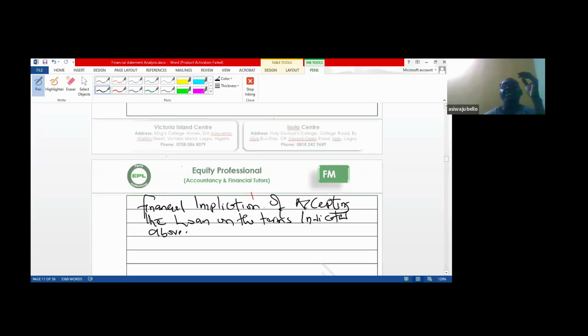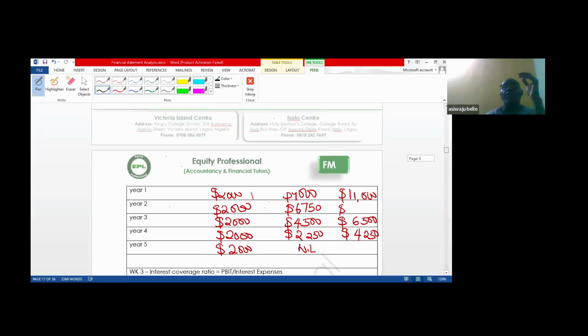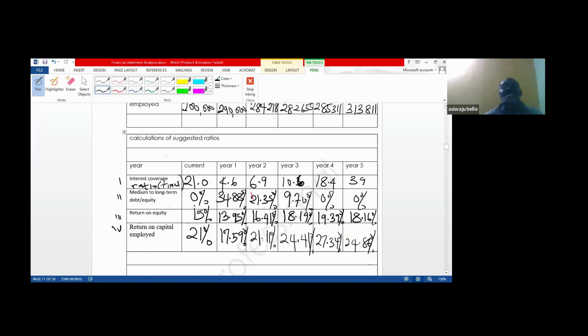Let's go and look at the ratio. Look at interest cover ratio. Currently, the interest cover ratio is 21 times. Currently, our interest cover ratio is 21 times.